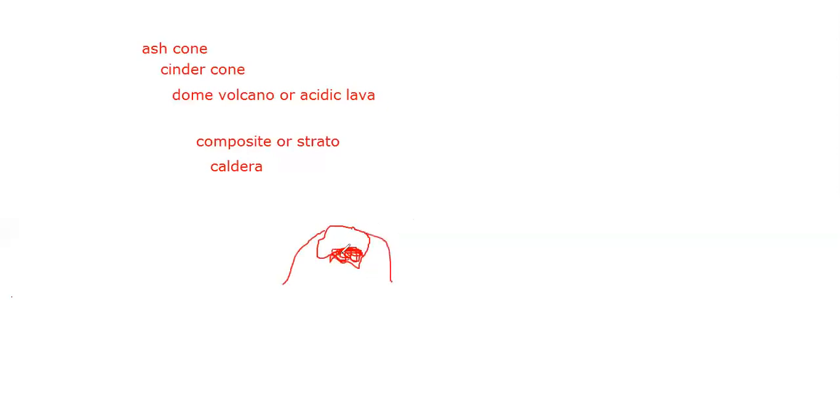So this is normally the water collecting in the crater. This is what you would call the crater lake. So when the water collects in the caldera, it is what you would call the crater lake. Now, an example of a crater lake is Crater Lake in Oregon, USA. So that's easy to remember. Crater Lake, Oregon, USA. Good.